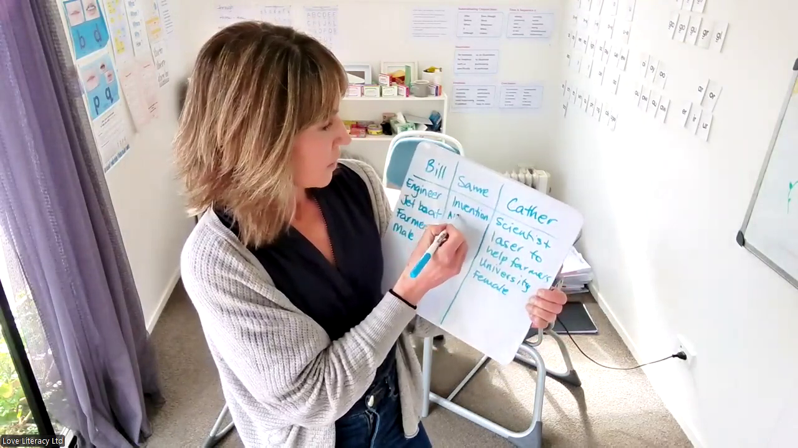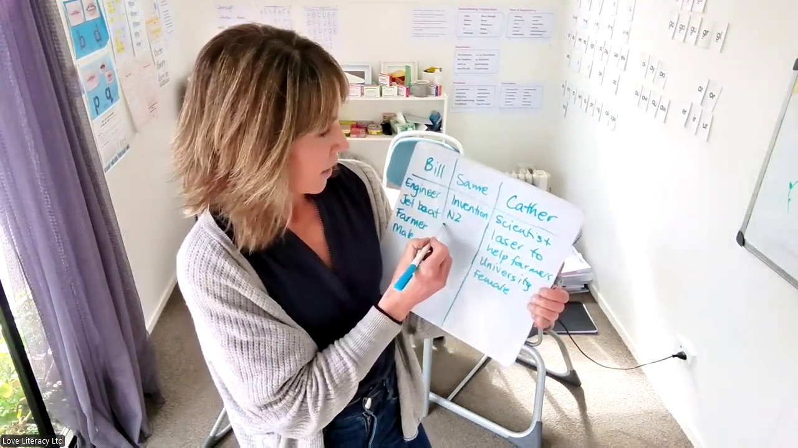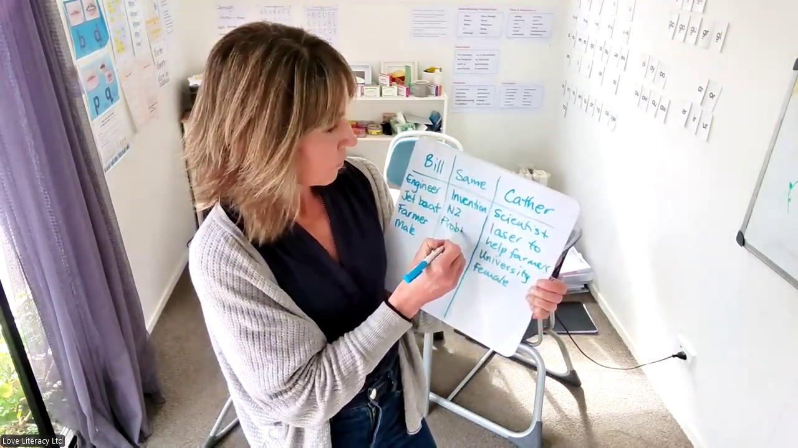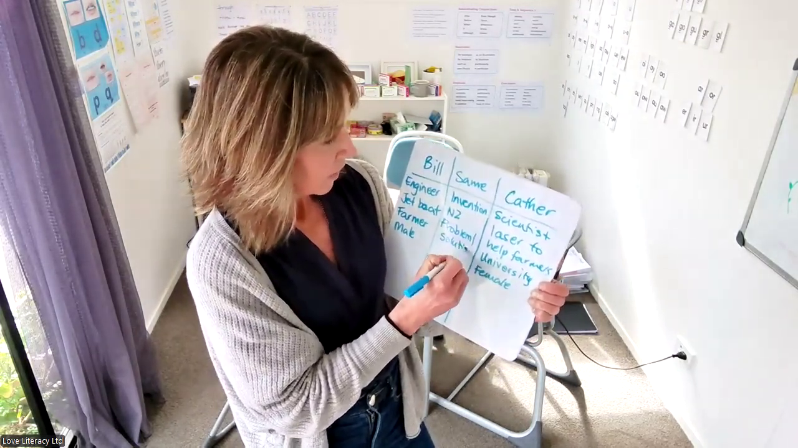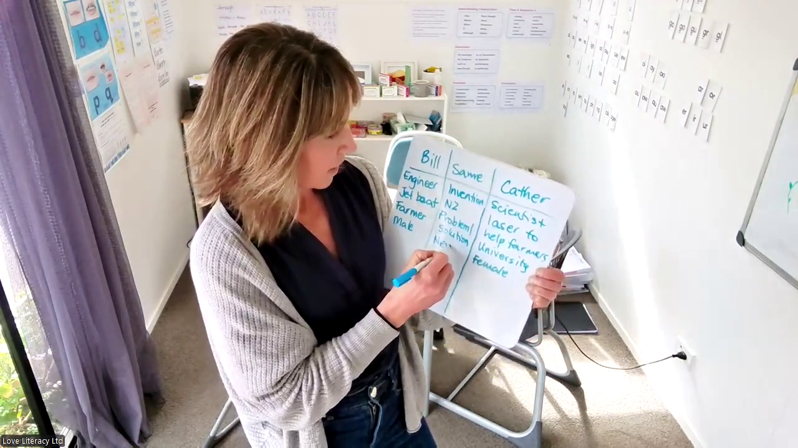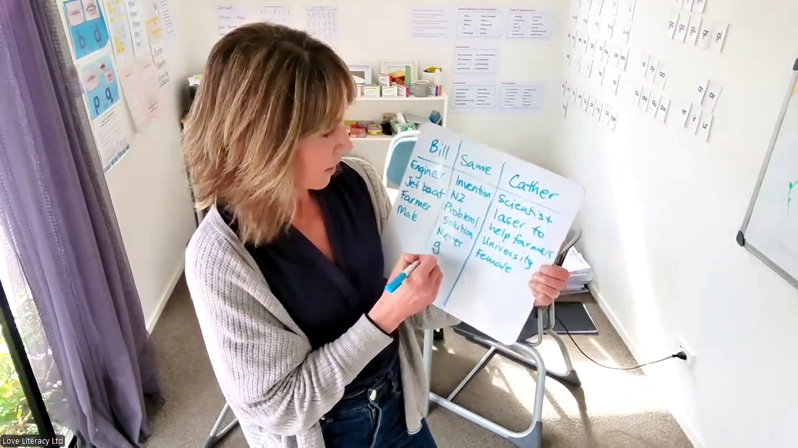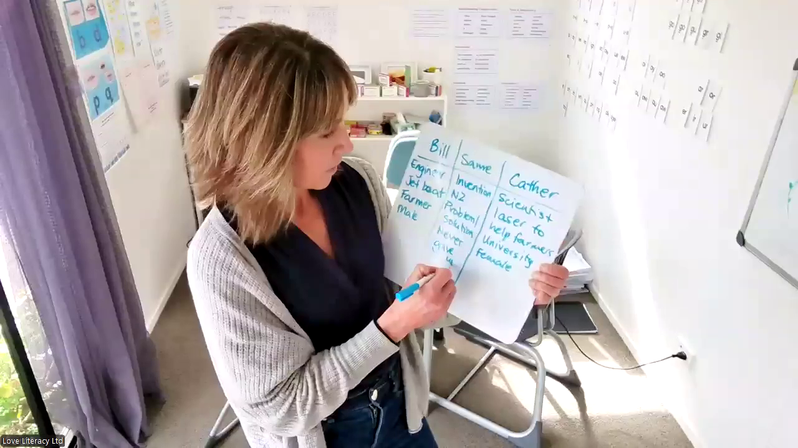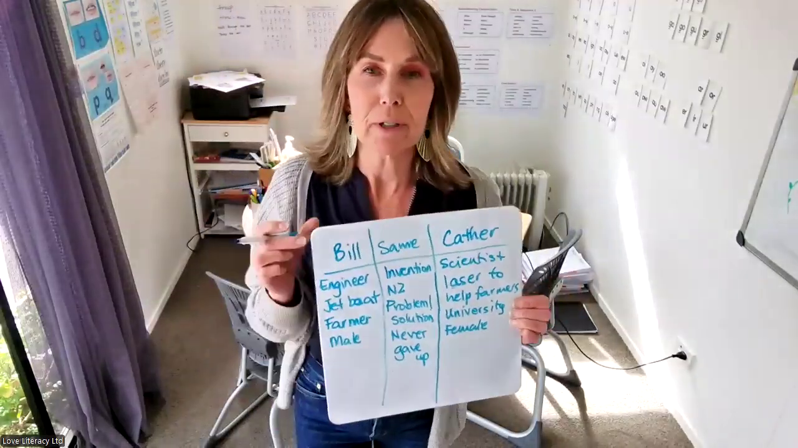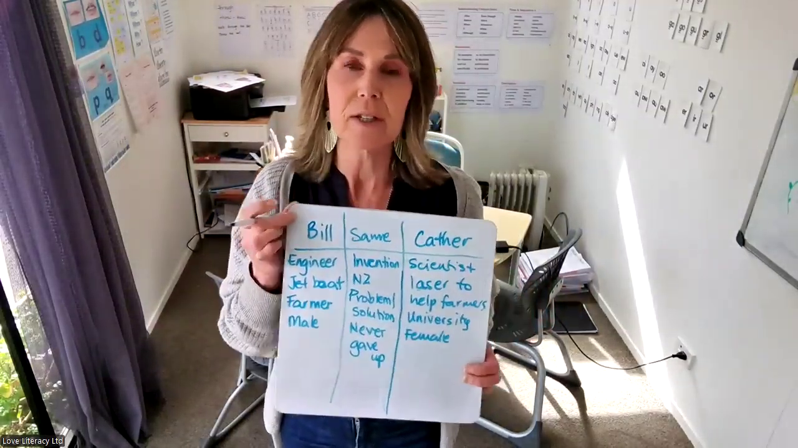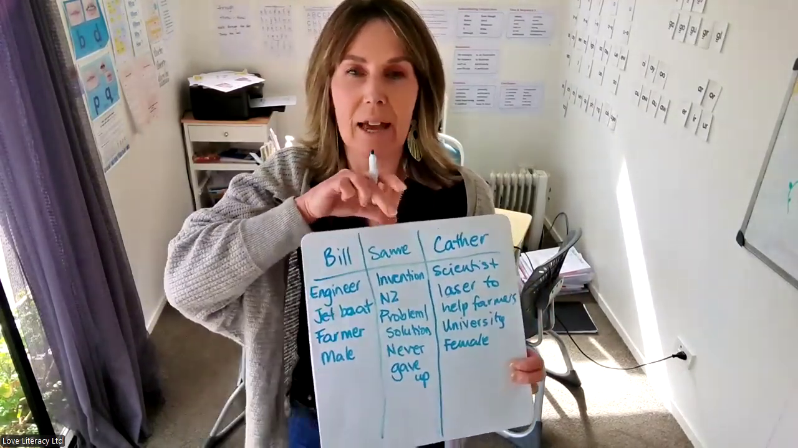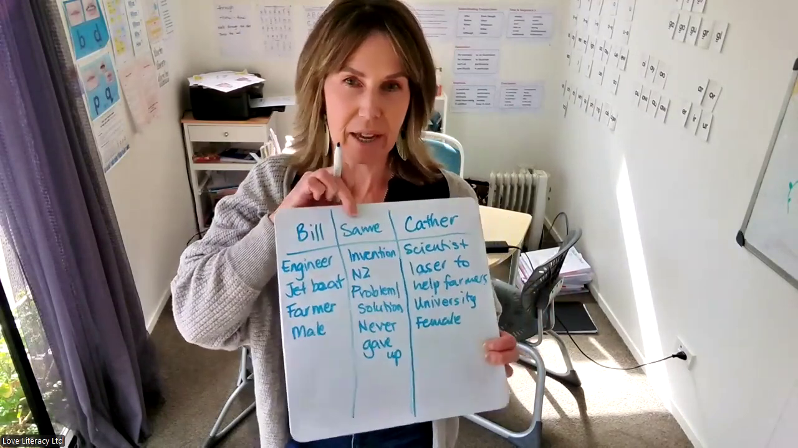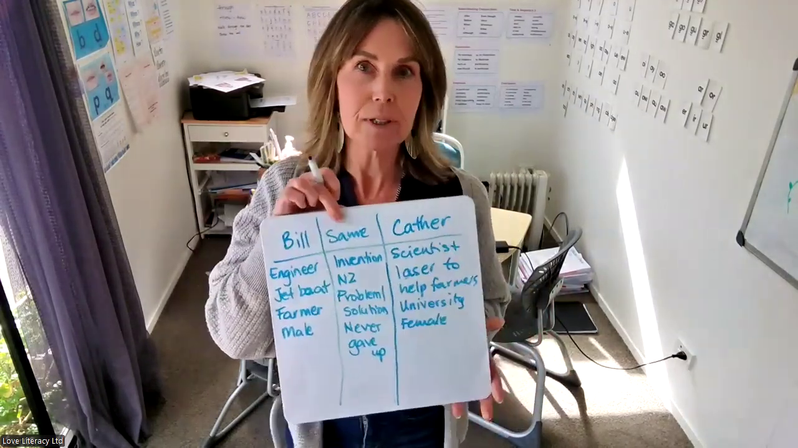They were both New Zealanders, and they saw a problem and they came up with a solution. And a common theme that came through with my students was that they never gave up. So here we go, really quickly, some nice notes. We can compare Bill and Kather, and then we can offer some similarities as well. So how do we structure this?